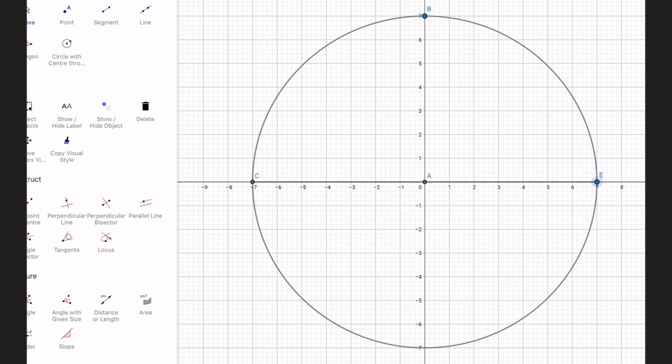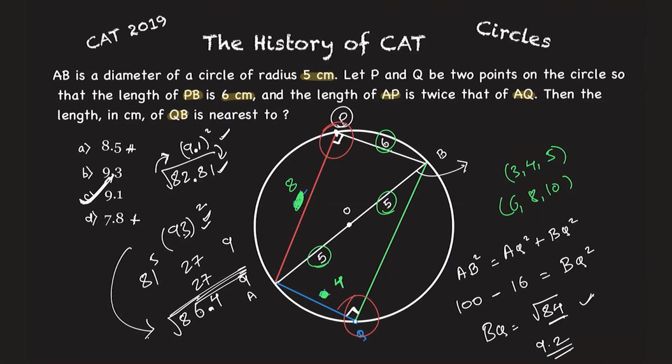So in case you are wondering what that property is, this is the property: the angle subtended by a diameter at any point on the circumference is always 90. That's what we used here, and we reached our answer. So stay tuned. After circles, we'll pick up a few more topics and we'll solve problems on CAT 2019.